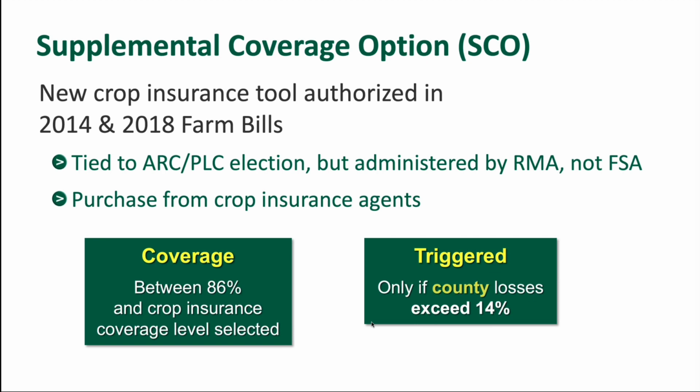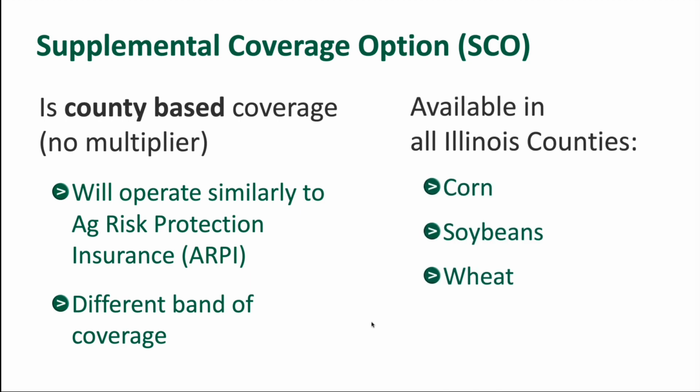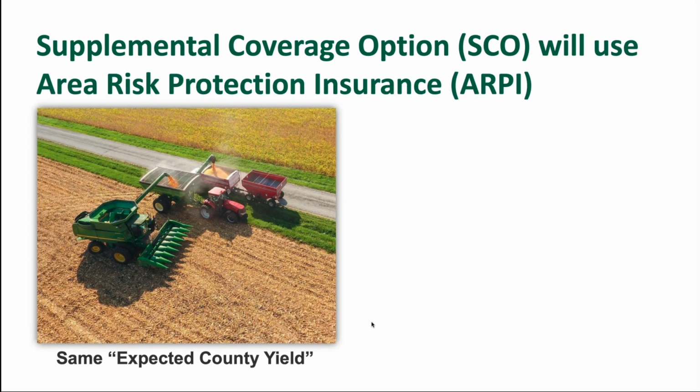Very similar to ARC County, it kicks in at 86% of either the county yield or revenue based on what you're buying. That 86%, of course, is the same trigger, same coverage level, so to speak, as ARC County. That's why they don't give you both. Since it's county-based, it's going to operate very similarly to the county-based crop insurance products. We used to call them GRIP. They're now called ARP, Ag Risk Protection. So if you're familiar with those products, this is going to be a very similar county-based coverage. It's available for corn, beans, and wheat in all counties in Illinois.